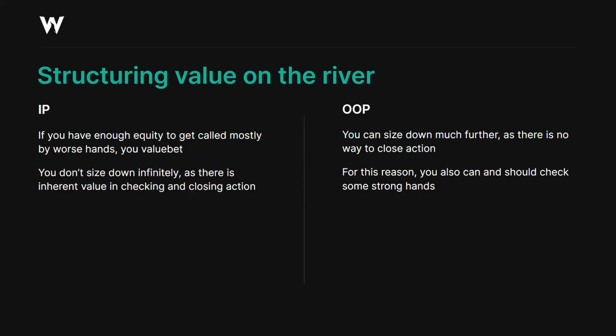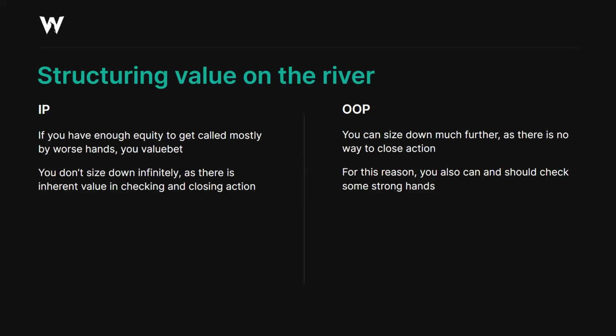But there's a limit to that because you don't size down infinitely, as there is inherent value in checking and closing action. So you can't say, okay, my hand has 51% equity, so I'm going to bet 1% of the pot. I'm just going to bet one big blind in this 100 big blind pot, just so I get called by 99% of his range, and I just come out ahead slightly after getting called. No, that's not how it works, okay? You can't size down infinitely, as there is inherent value in checking and closing action.